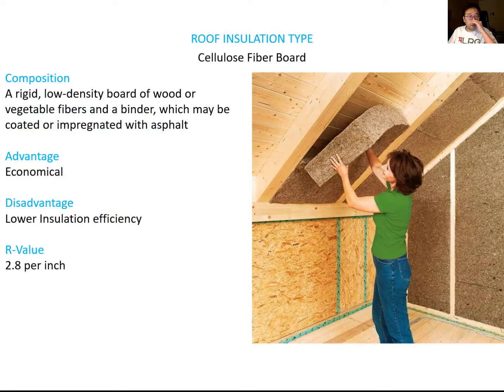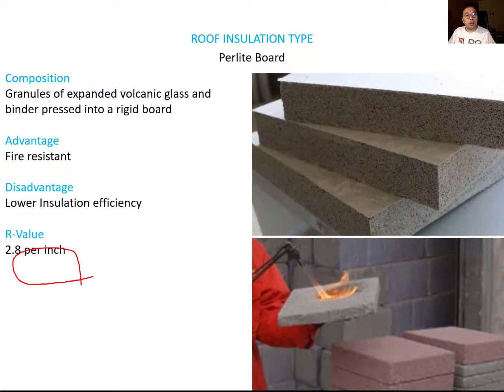So we can talk about the different roof insulation types. The first one, cellulose fiber board. It is an eco-friendly insulation material. It is also cheap. However, it has lower insulation efficiency. It is only 2.8 per inch. You remember the EPS, XPS. It is about 4 or 5 per inch R value, but compared to this one, it's very low R value. The perlite board is a rigid insulation type made from volcanic glass.